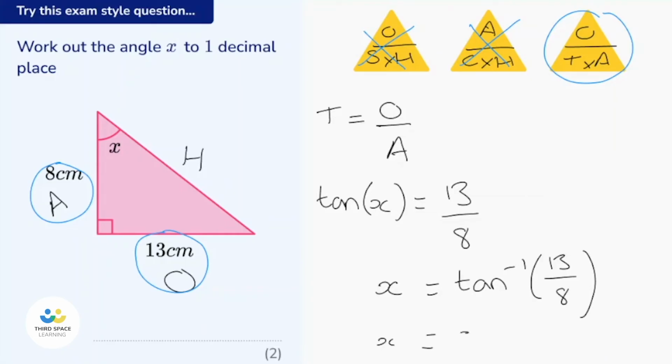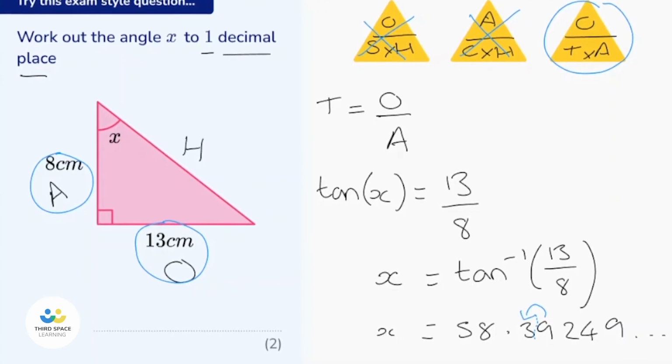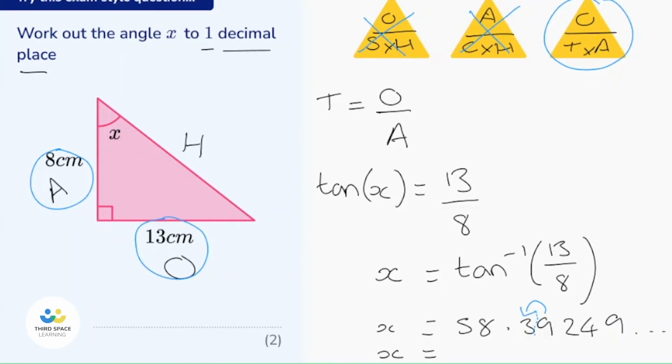And we get 58.39249... Now the question says to 1 decimal place, so let's round it. The number in the first decimal place is that 3, and the number on the right of the 3 is 9. Because 9 is bigger than 5, we're going to round up. So my answer is 58.4 degrees because it's an angle.